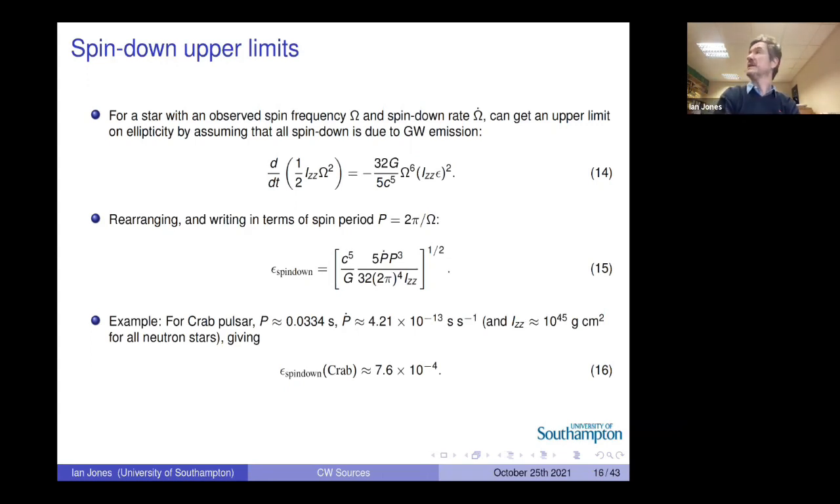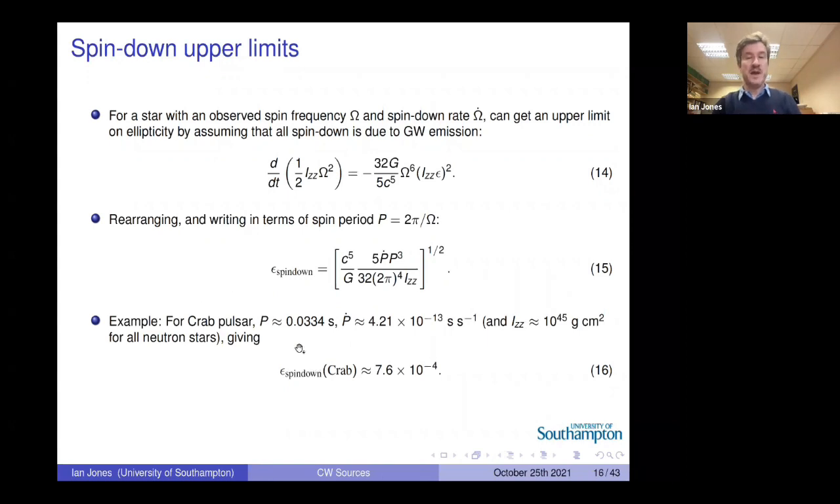So for a star, if you know its spin period P, and you know the derivative of that, P dot, and by the way, for the Crab and for lots of pulsars we do know these things, then by making this very strong assumption that the star is spinning down entirely due to gravitational waves, you get this spin down ellipticity. We normally think of it as an upper limit on the actual ellipticity, because surely not all of the kinetic energy being lost will be going into the gravitational wave channel. One of the exercises I've got for you at the end is to use this formula to compute spin down ellipticities for various known pulsars, because it's quite instructive.